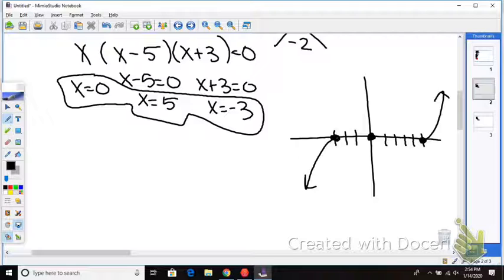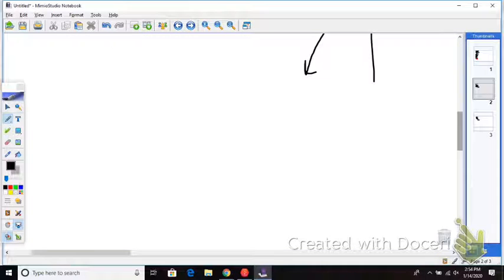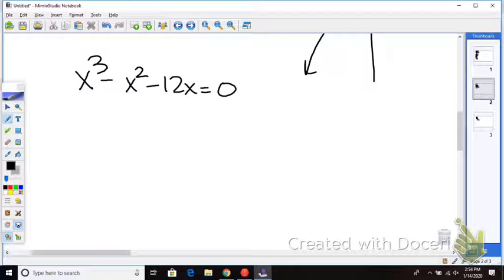This is why we're doing what we're doing, because we're finding the x values. Okay, so it's not just because it's math and we throw something else at you. This is what we're leading up to do. So let me give you one to try on your own. x cubed minus x squared minus 12x equals 0. Factor something out first, do the x method, get your factors, set them equal to 0, solve for x.